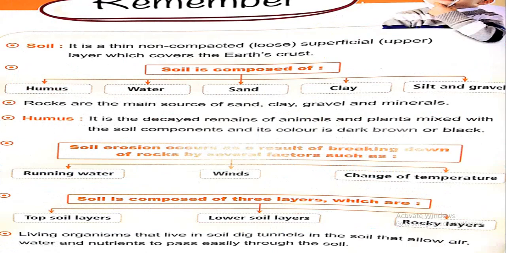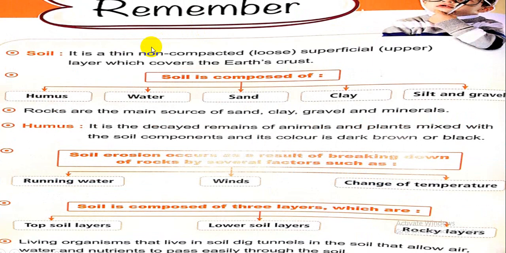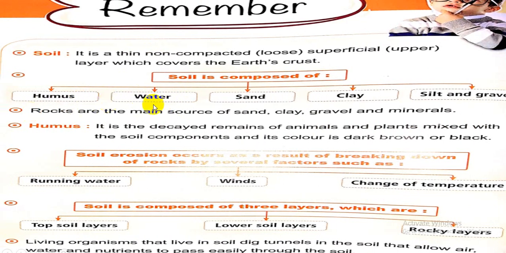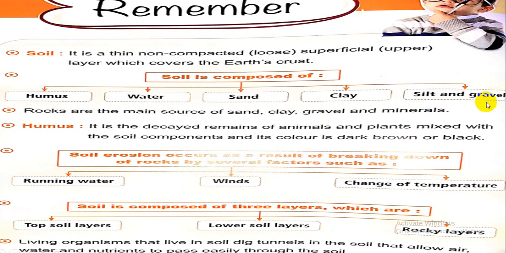The lesson is ended. Okay, remember, soil: definition of soil. It is a thin non-compacted, or loose, superficial upper layer which covers the earth's crust. The soil is composed of humus, water, sand, clay, salt, and gravel.